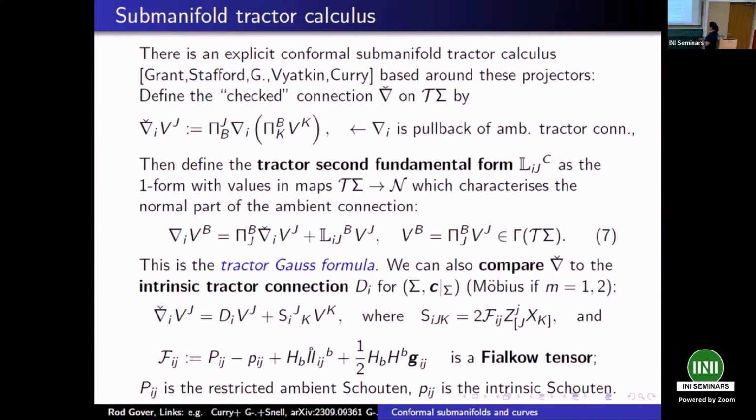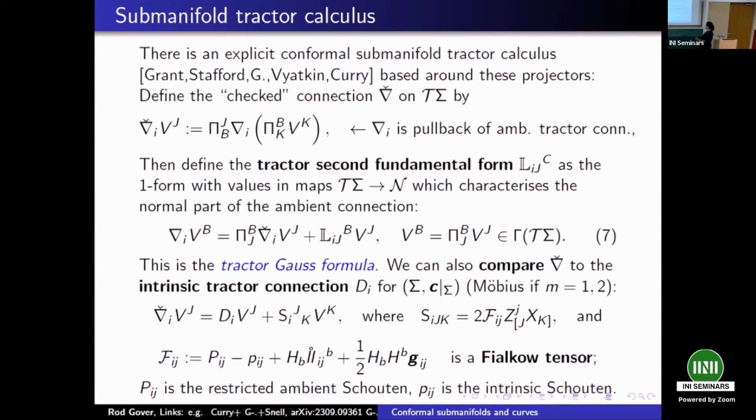You can also compare the check connection. Here we're comparing it to the ambient connection. You can compare it to the intrinsic tractor connection. So remember, this has its own conformal structure, so it has its own intrinsic tractor connection. And what's the difference between that and this check connection? So I'm writing this D for the intrinsic tractor connection. So it differs by some contortion object.